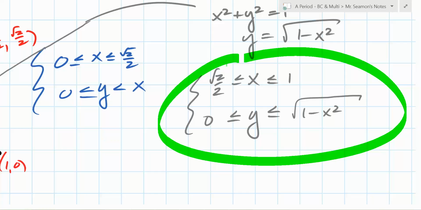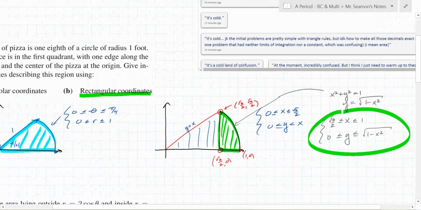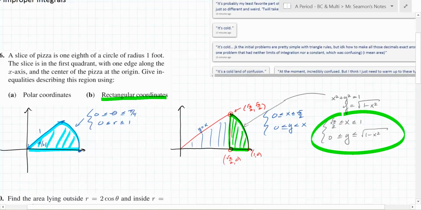It's a little sloppy. Now, what's the point of doing this? Why did they have you do it both ways? Can anybody explain to me why they would have you do it both ways? What does it show you pretty clearly?